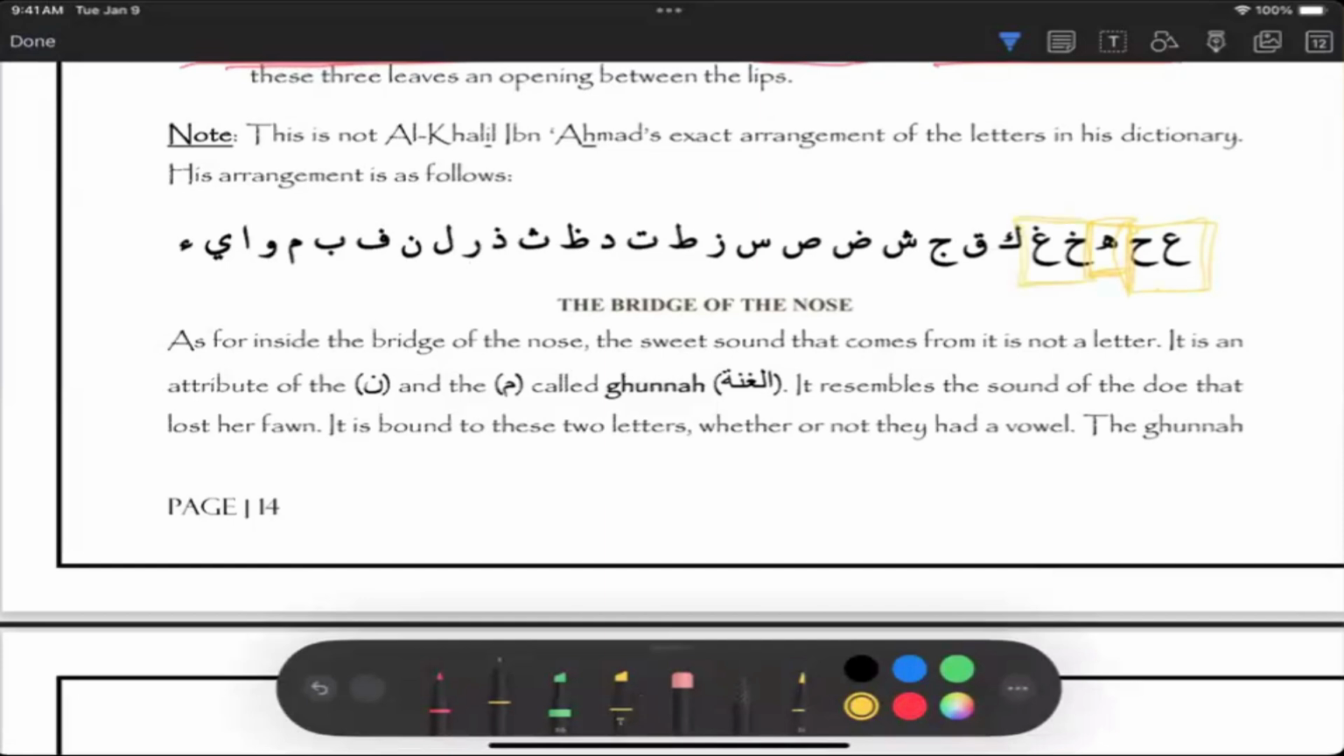Then he went to the back of the tongue right over the top of the throat. So he got to kaf and qaf. Although qaf is the one closest to the throat between the two, and kaf is the one closest to the lips.